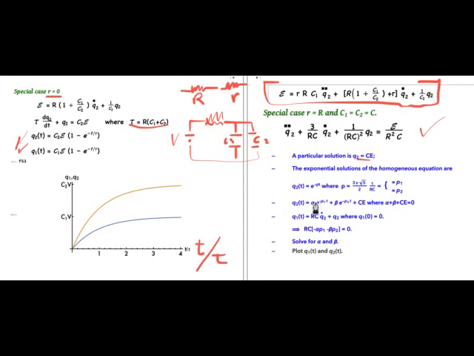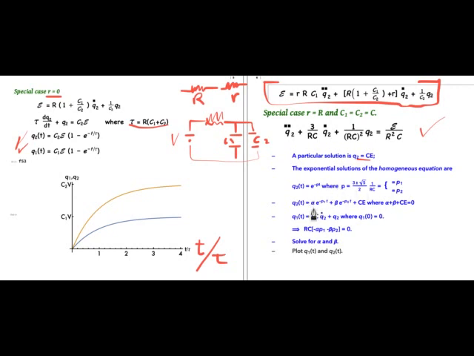I haven't yet figured out what alpha and beta are. I'm coming to that. Now remember, Q1 was related to Q2 dot and Q2. Q1 was RC Q2 dot plus Q2. And we had the initial condition, Q1 at 0 is also equal to 0.